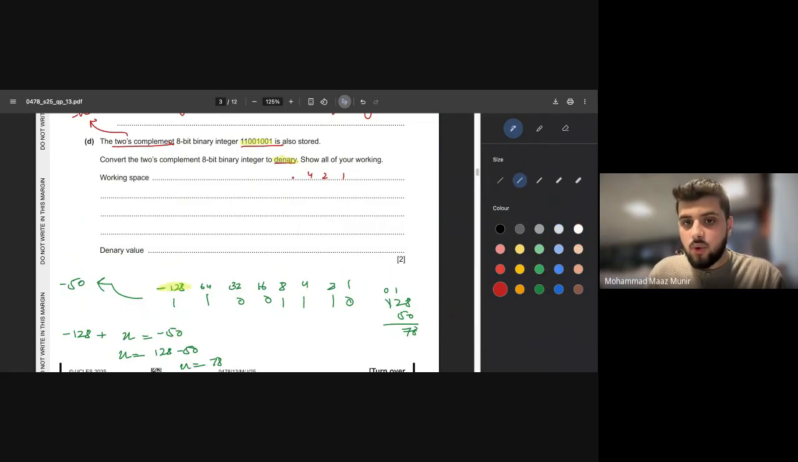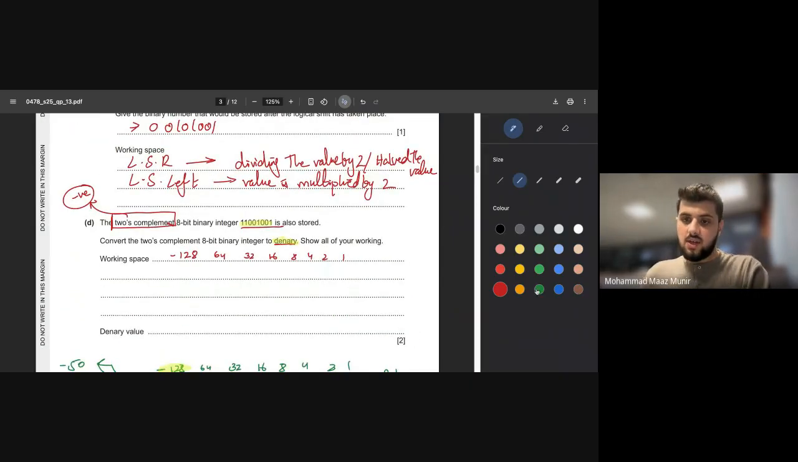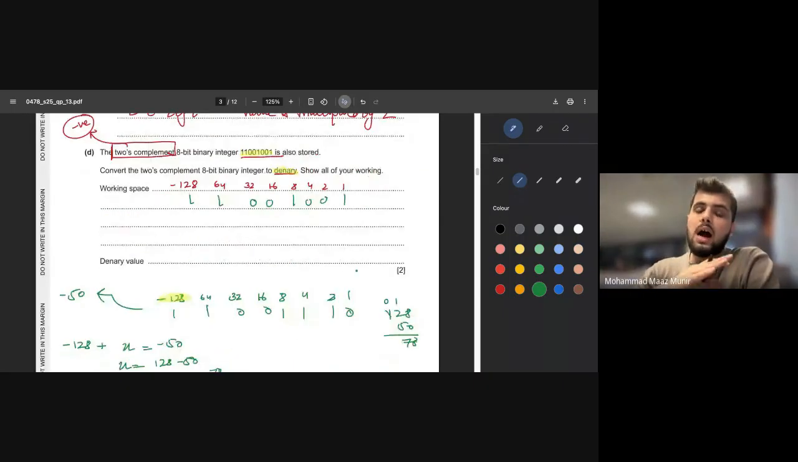So 1 2 4 8 16 32 64, and now rather than having 128 I'll be listing it as negative 128. And because उन्होंने हमारे negative 128 को 1 किया हुआ है and question में clearly stated है 2's complement, तो मुझे पता लग गया कि the answer is going to be negative. So 1 1 0 0 1 0 0 1. Now आपने सिर्फ ऐड करना है.